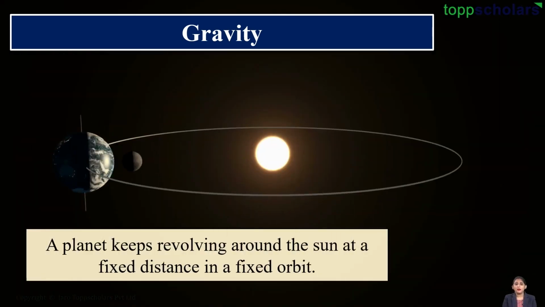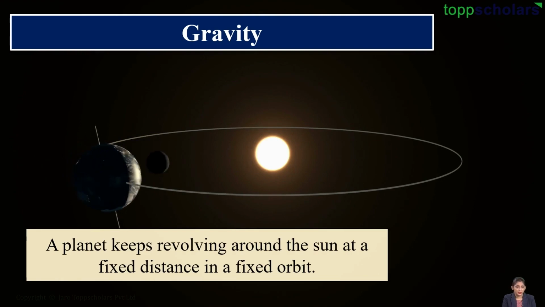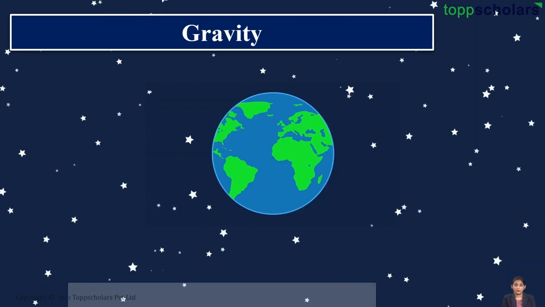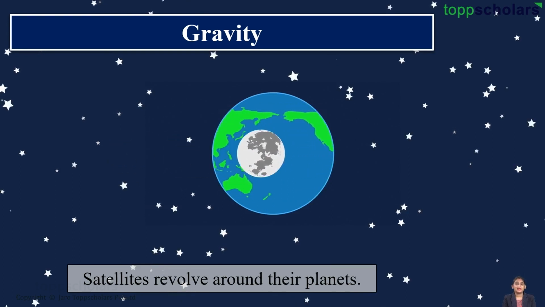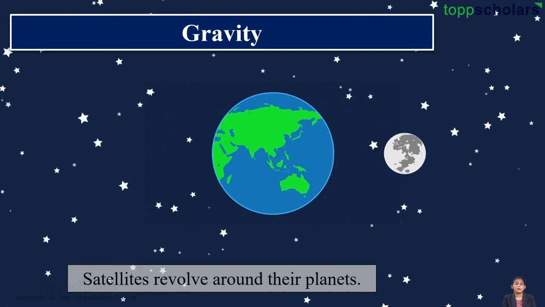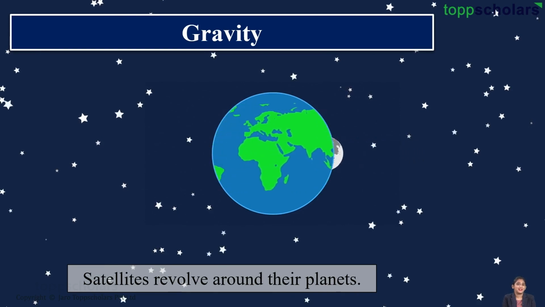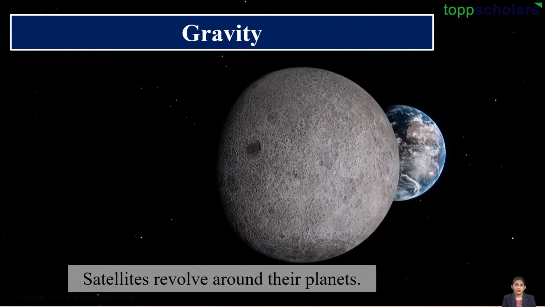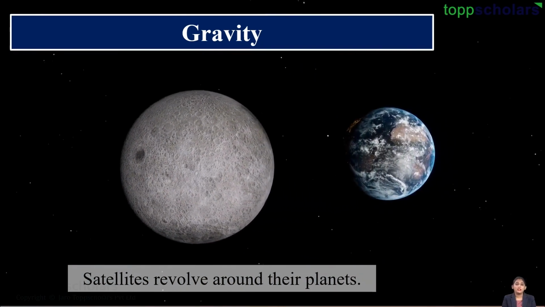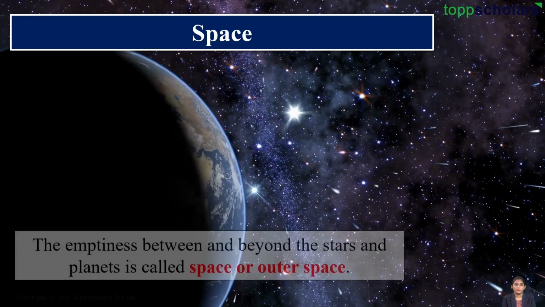Now, we know that a planet keeps revolving around the sun at a fixed distance which is called the orbit. When we talk about satellites, these satellites revolve around their planets. For example, the moon is the satellite of Earth, so it keeps revolving around the Earth, right? Here you can see how the moon keeps revolving around the Earth.